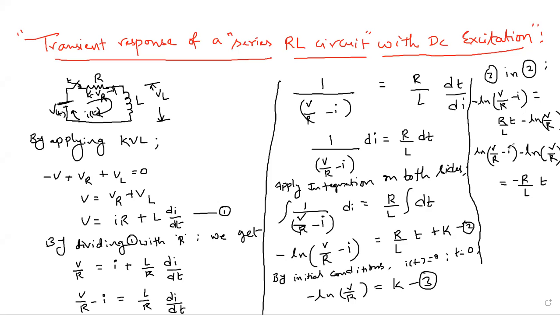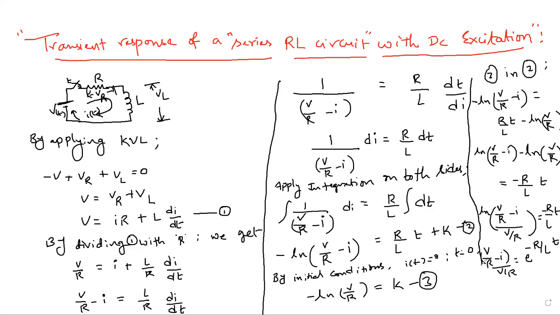This is I, right? Now shall we apply ln a minus ln b? What is the formula? Ln a minus ln b? Ln A by B. A by B. Very good. Ln of (V by R minus I) by V by R. Now shall I remove the logarithm? V by R minus I by V by R equals e power minus R by L into T, by keeping this base of exponential on the right hand side.